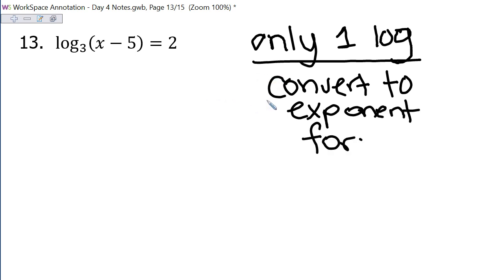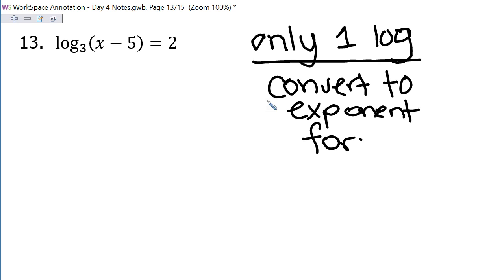Everybody thinks it's real easy, and then they get to this problem, and then they mess it all up for some reason. And what I've seen students do in the past is say x minus 5 equals 2. Is that true? No, because do we have a log on the other side? No, that's only the case if I have logs on both sides. If you only have 1 log, convert to exponent form.